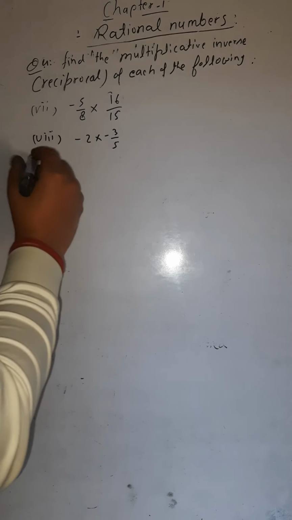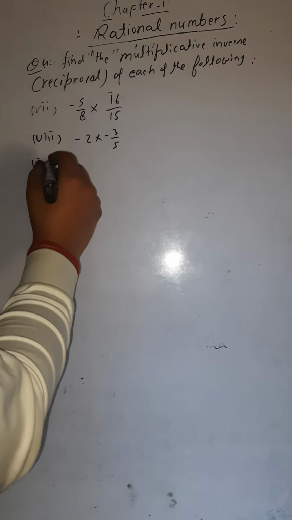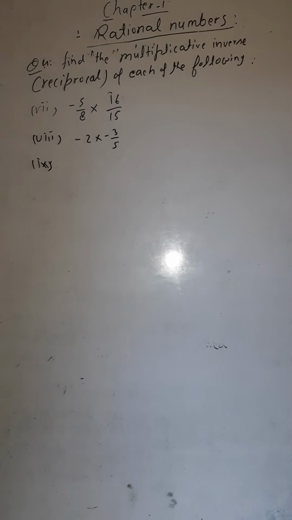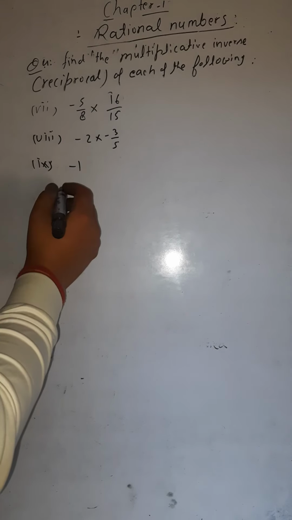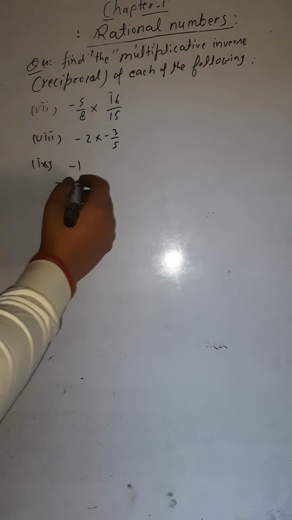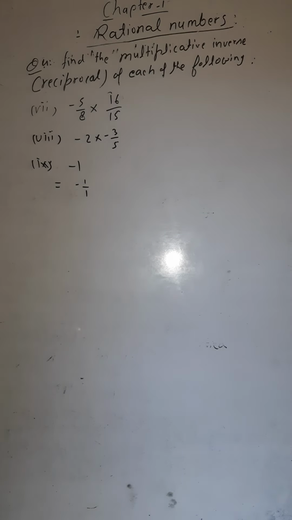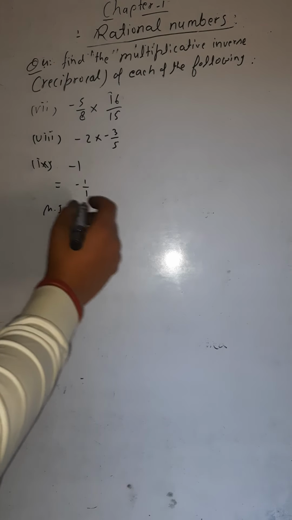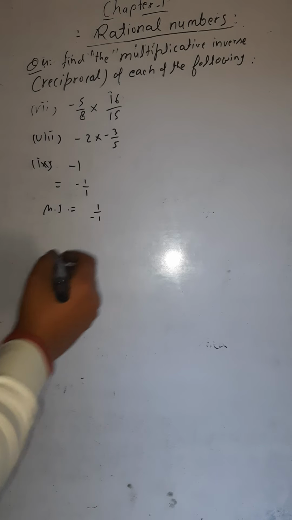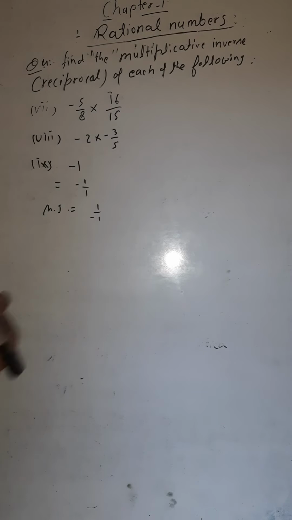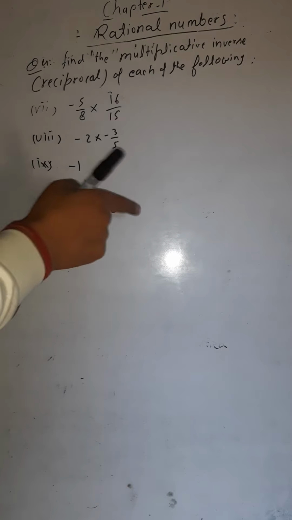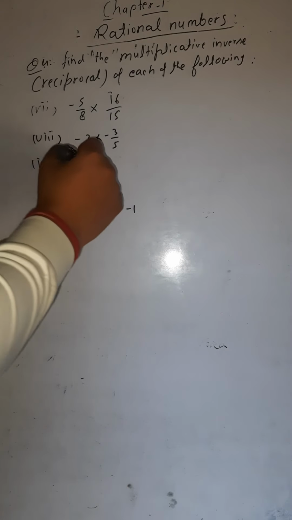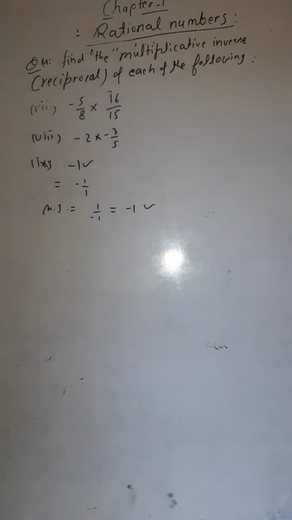Okay. Now write down the 9th one. The 9th question is minus 1. You have to find the multiplicative inverse of minus 1. Can you tell me? Think about it. This minus 1 can be written as minus 1 by 1. If you want to find its multiplicative inverse, this 1 goes up and this minus 1 comes down. So 1 by minus 1. So the answer would again be minus 1. So the multiplicative inverse of minus 1 would be minus 1.